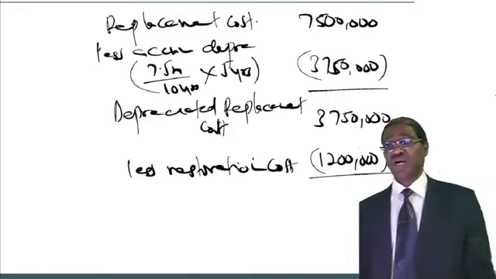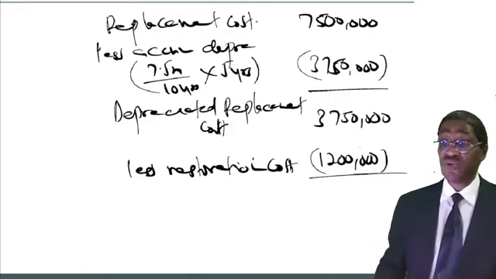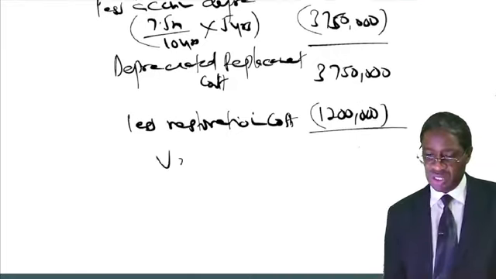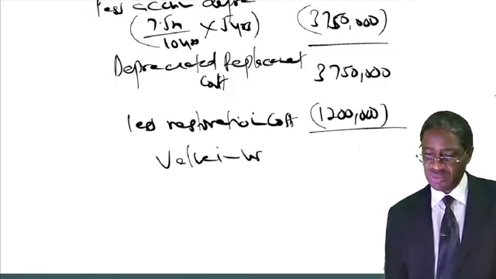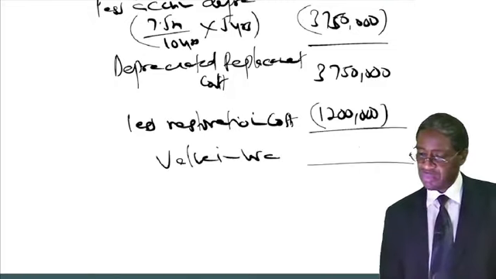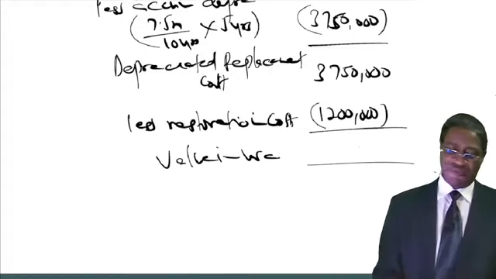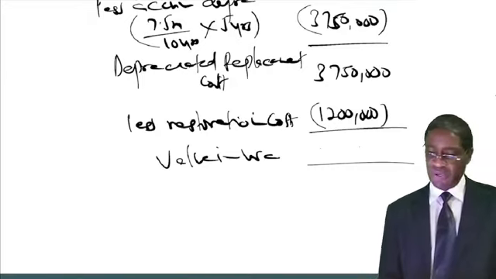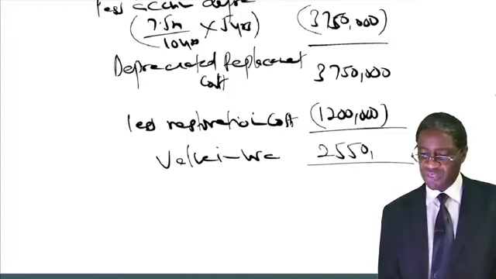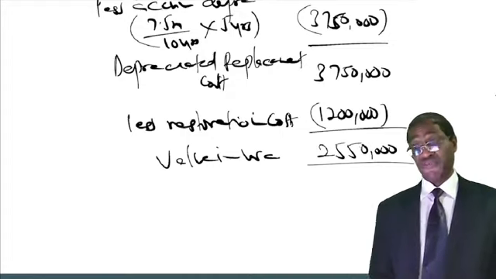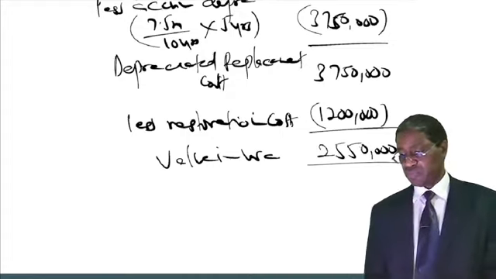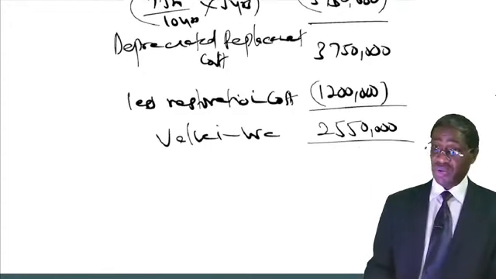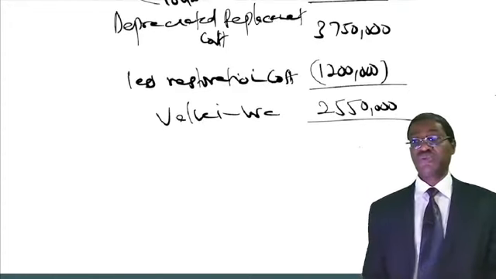That will leave me with what we are now calling the value in use. This is value in use now. I take that 37.50 minus 1.2. I'm remaining with a value of 25.50. Yeah? Then you can put down below that.